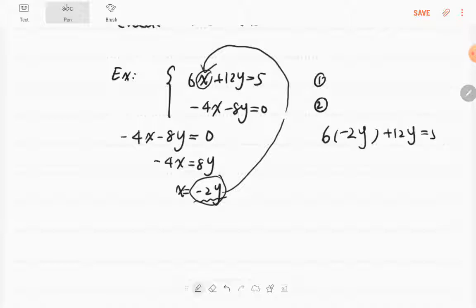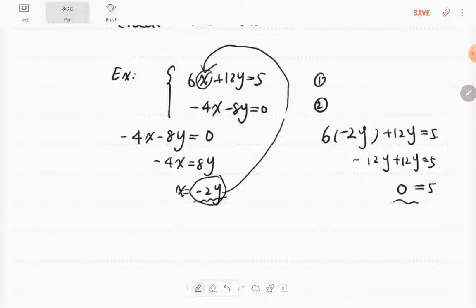Now we only have one variable to solve, right? So we will have this kind of situation. Negative 12y plus 12y equals 5. Then we will have this statement: 0 equals 5. So this one is a false statement, right? Because 0 is not equal to 5. Right? 0 is never equal to 5.